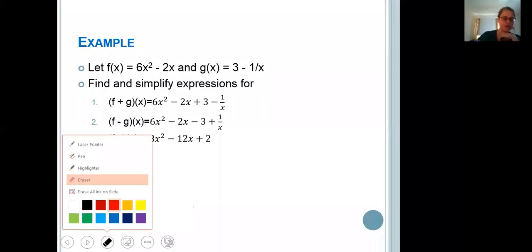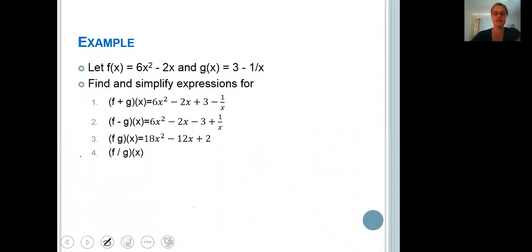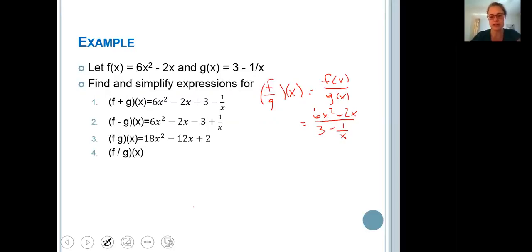So let's worry now about division. So what I've got, and this is going to get a little trickier because we're going to actually have to use our algebra skills a little bit more here. So f over g of x, that is the function f of x divided by the function g of x, which is 6x squared minus 2x all over 3 minus 1 over x.